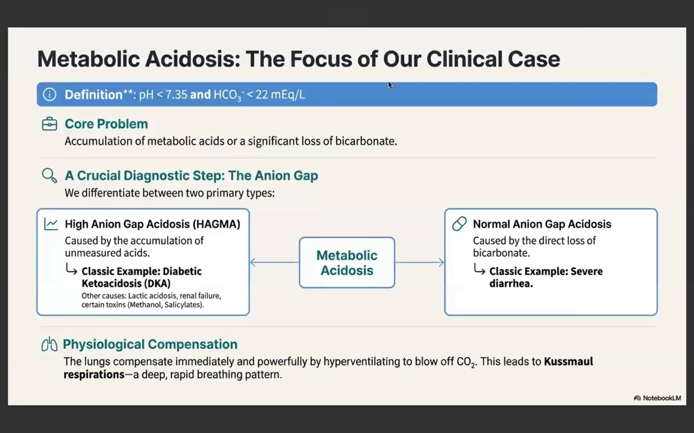For metabolic acidosis, this is a pH less than 7.35, a bicarbonate of less than 22. These individuals have a high anion gap, so it's going to commonly be seen in individuals who have renal failure, they've been exposed to certain toxins, and DKA, which is the primary purpose of this lecture. And then you're going to see something called Kussmaul breathing. It's a very deep and rapid breathing pattern.